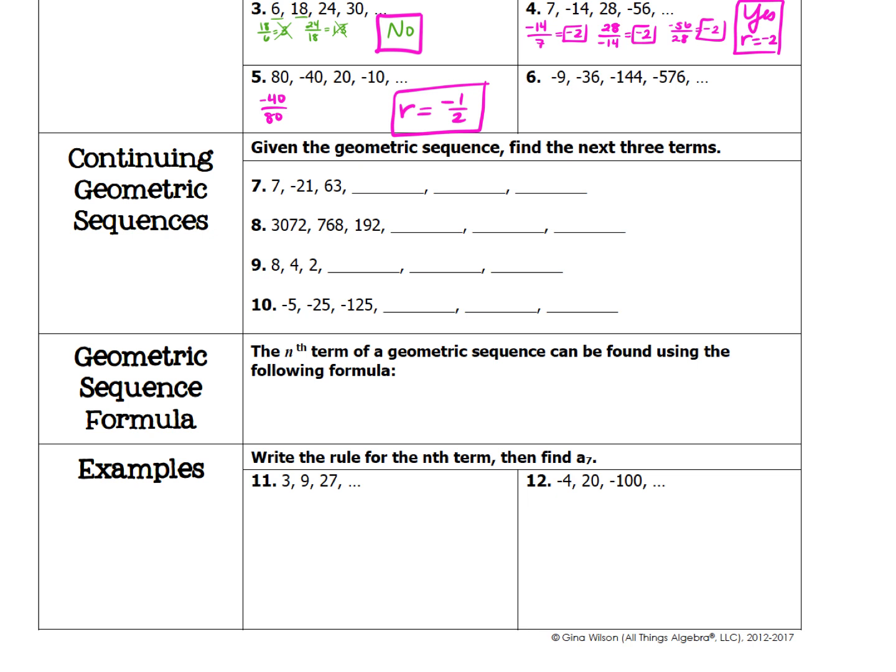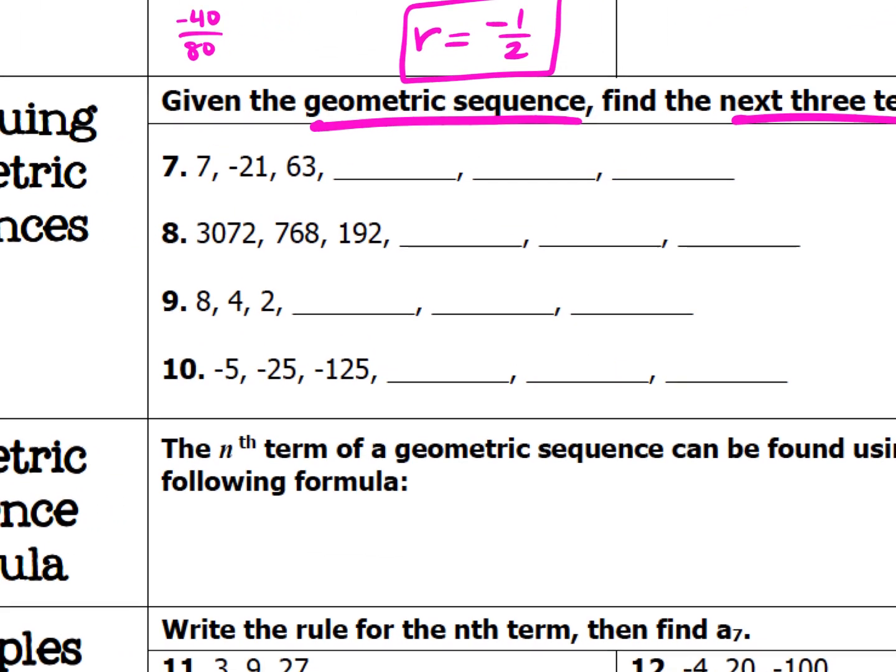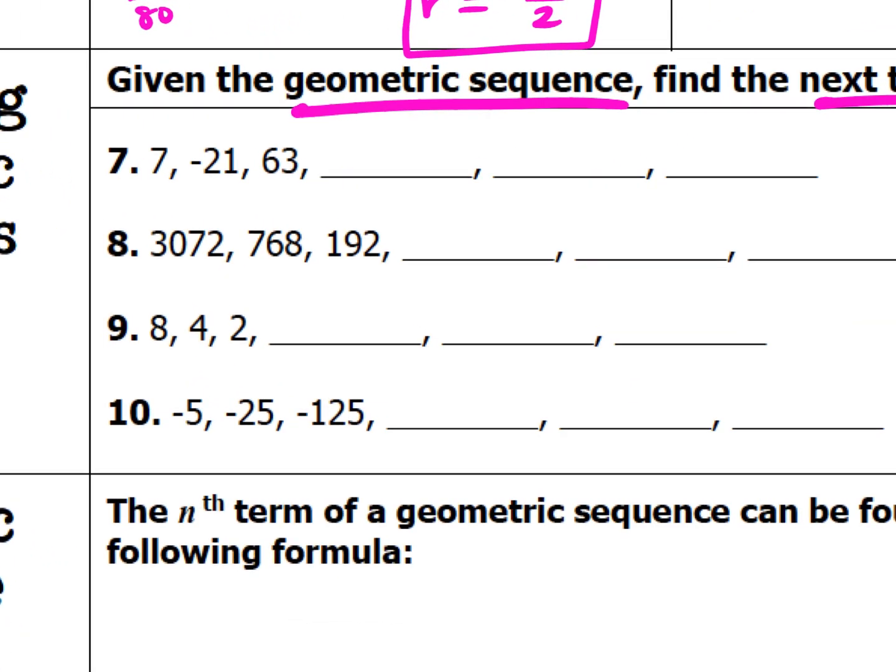It says, given the geometric sequence. So now instead of having to find is it, they're telling you it is. Okay, so this is a geometric sequence. Find the next three terms. So in this case, would you multiply the numbers? So we still have to know what it's changing by each time, and it's always multiplying by something, okay? So you still have to do the same process.